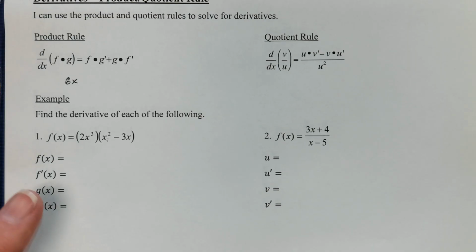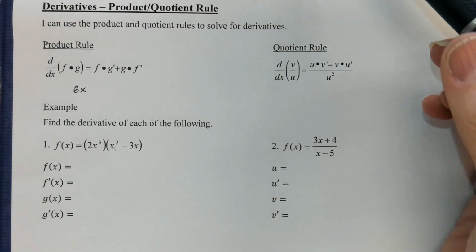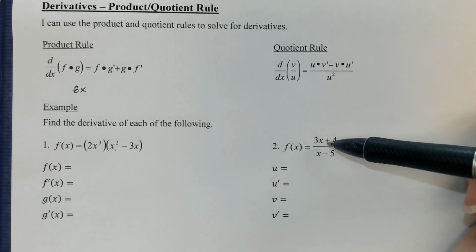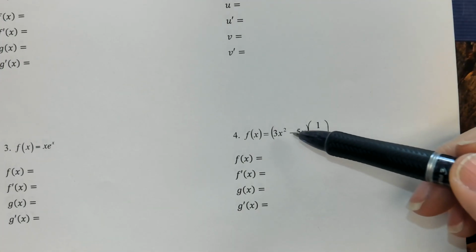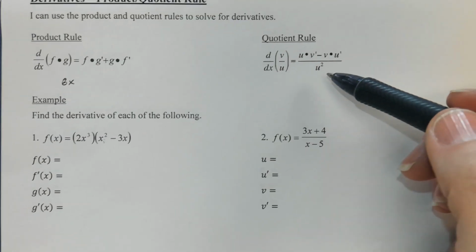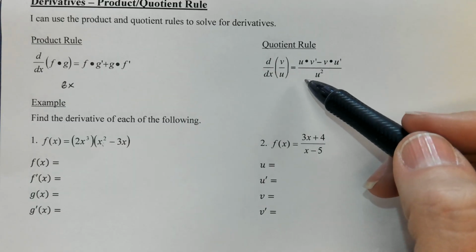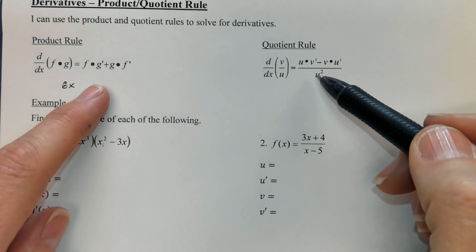Next, quotient rule. So quotient rule is if we're dividing two things. So here I've got a division problem and here I've got another one. We'll talk about how you can solve that. So this is just how these two rules kind of work out.